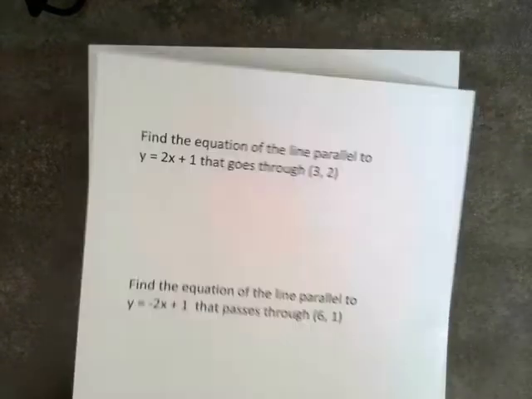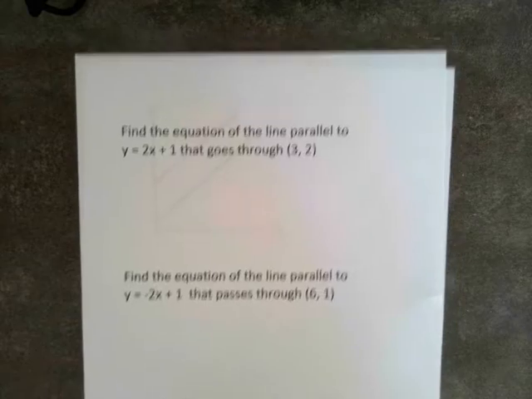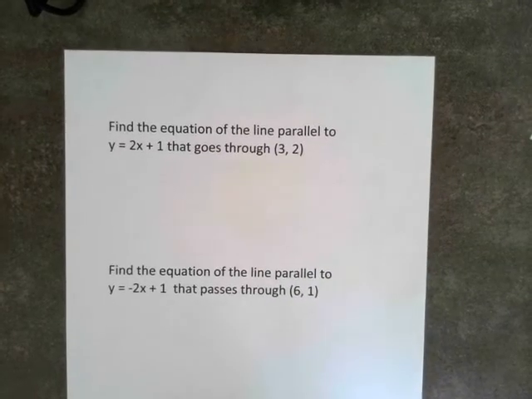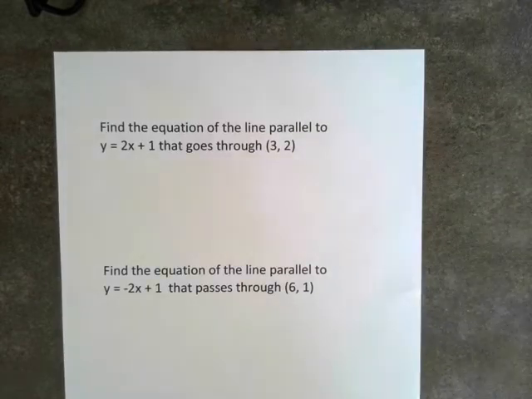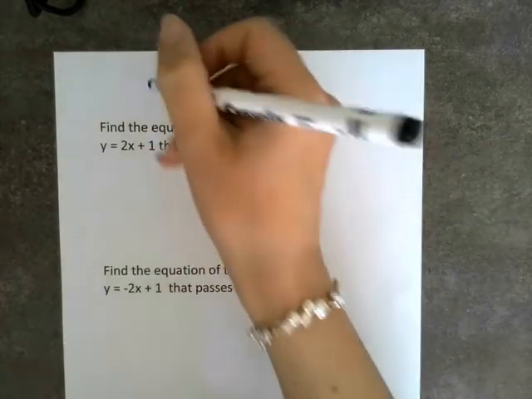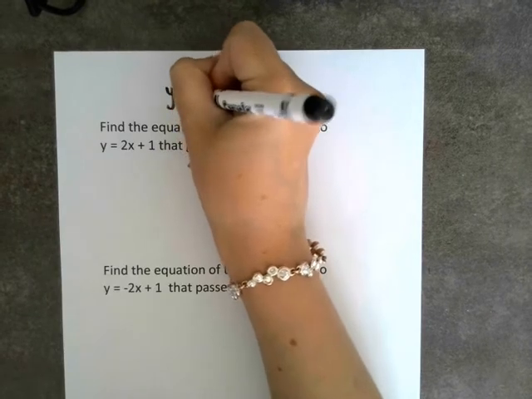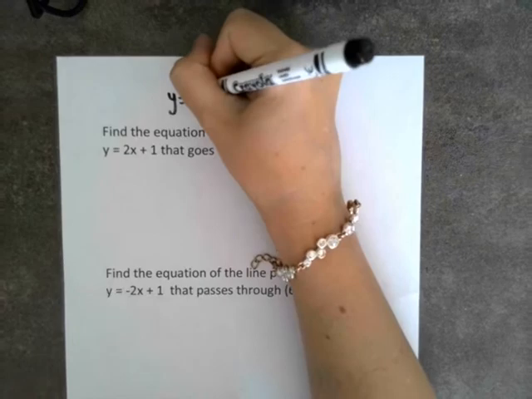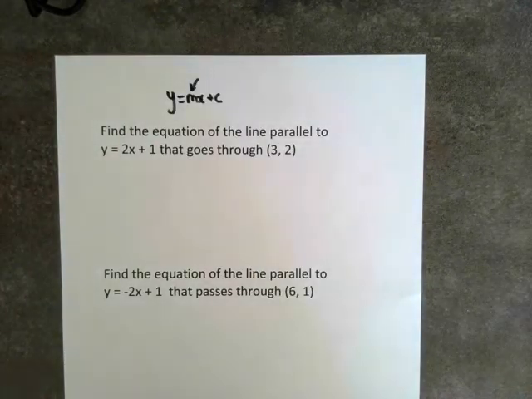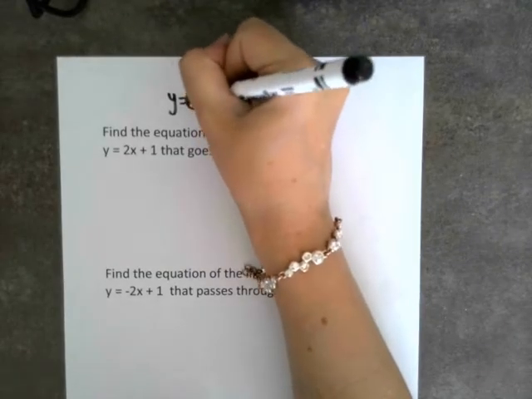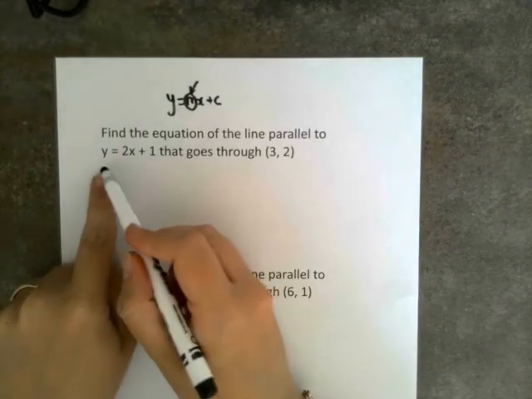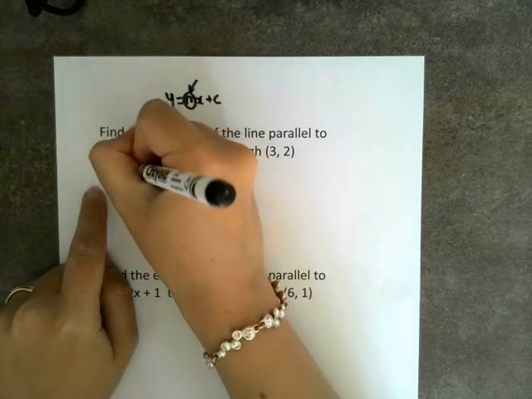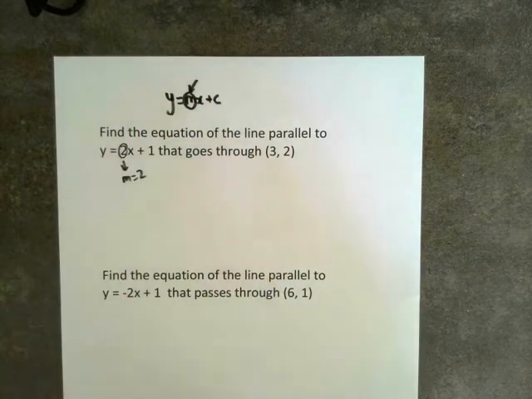So if I have a look at this one with you, I'll get rid of that one underneath. Find the equation of a line that's parallel to y equals 2x plus 1. You'll remember the y equals mx plus c. That m is your gradient, and that's whatever is in front of the x. Remember, you don't need to include the x, it is just the number. So the gradient of this line is 2, because that's what's in front of the x.